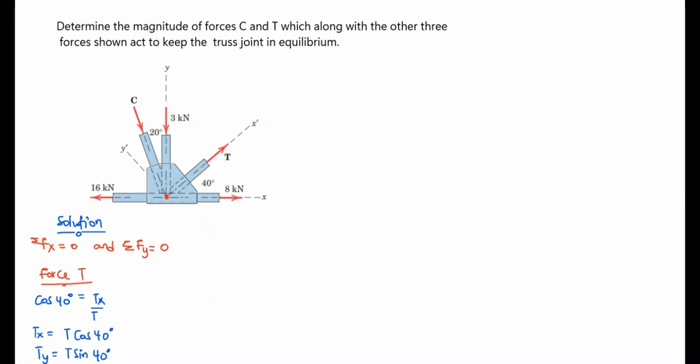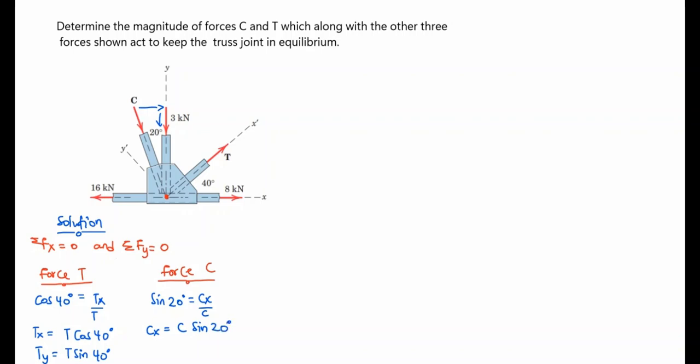Now let's do the same for the force C. Force C also has components, because it makes an angle of 20 degrees with the vertical axis. This will be the x component and this will be the y component. Taking sine of the 20 degrees is equal to the opposite side, which is Cx, over the hypotenuse C. So Cx is equal to C sine of 20 degrees.